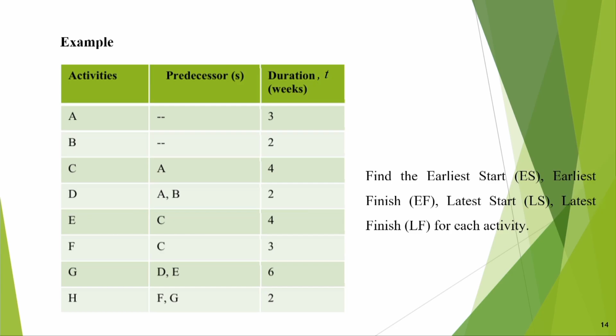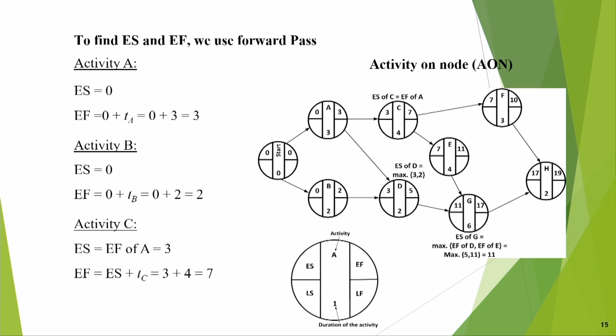This is the problem. Okay. Suppose it is given, then we can follow the activity on node style also. In the activity on node, this is a start circle, and this is activity A. Its duration is shown here as 3, and this is the earliest start and this is the earliest finish. So, like that we do: ES is equal to 0, EF is equal to 0 plus TA. Otherwise, the other procedure is exactly the same.